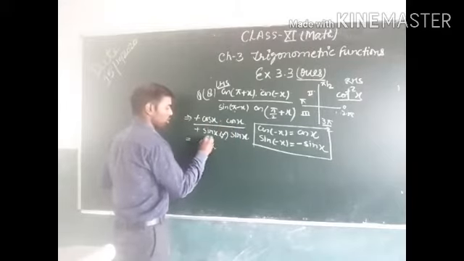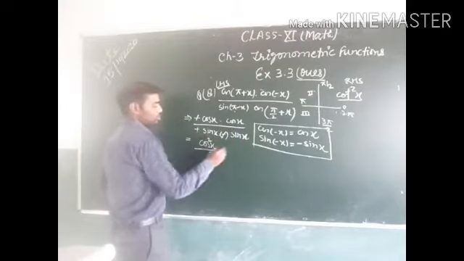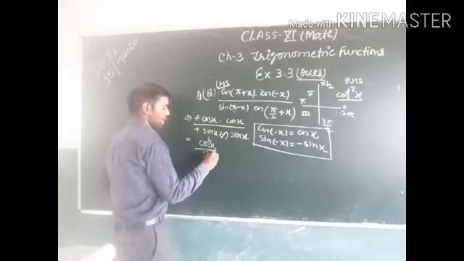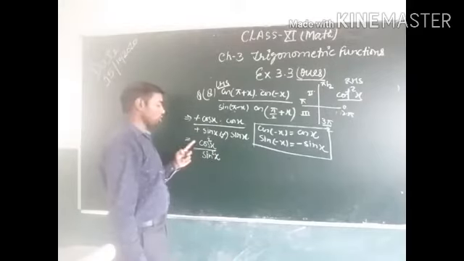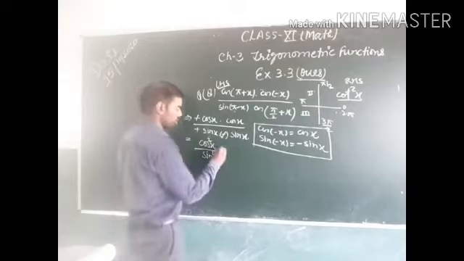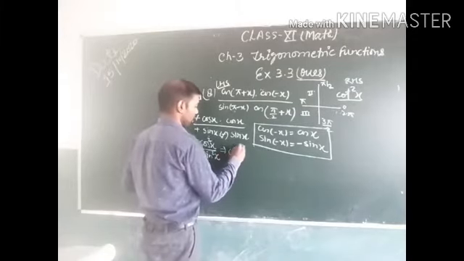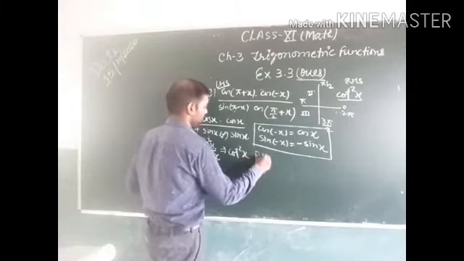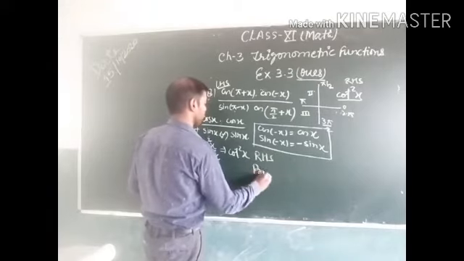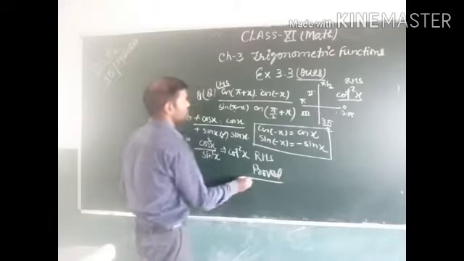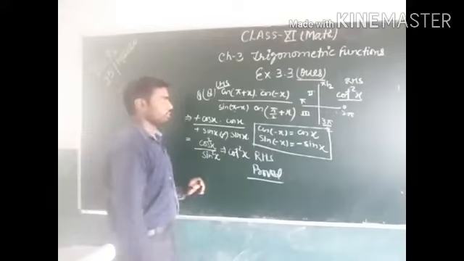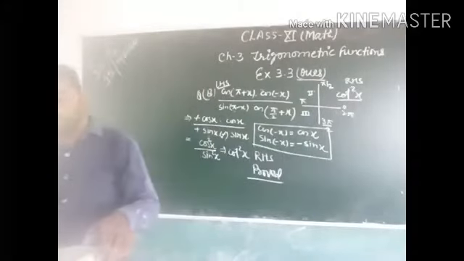This is cos square x, and sin x into sin x is sin square x. And you already know cos upon sin means cot, so this is cot square x. This is the right hand side. So this is the complete solution of question number 8. To proceed further, please pause the video and note it down.